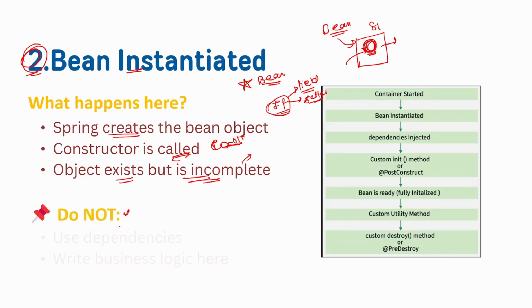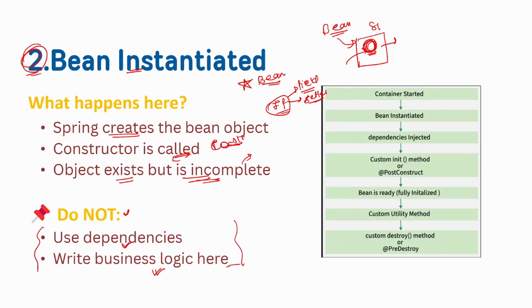So what should we not do? We should not use the dependencies or write business logic in the constructor. In the bean instantiated phase, Spring creates the bean object and the constructor is called. The object exists but is in an incomplete state, because if we do field injection or setter injection, the dependency is not injected yet. That's why the object exists but is incomplete in the bean instantiated phase. Now let's see what happens in the third phase.